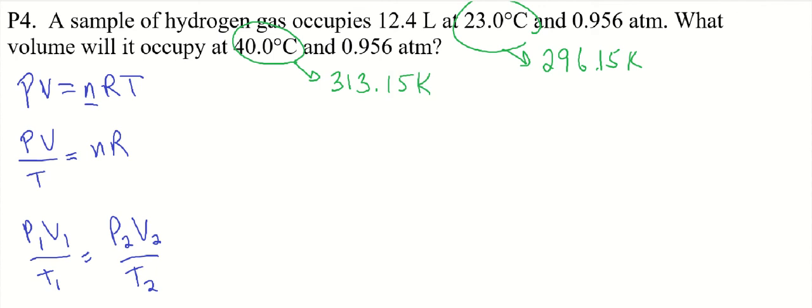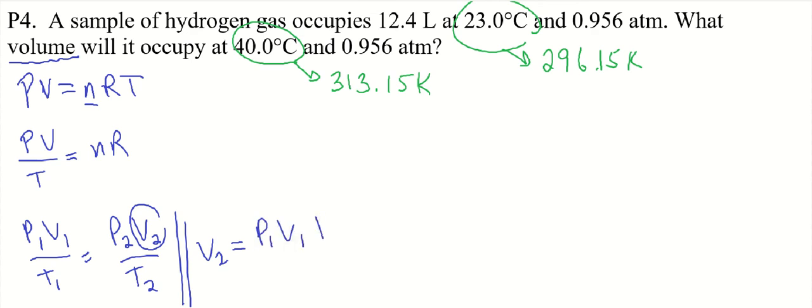Now, let's go back down here and take the combined gas law and rearrange it to solve for what volume. All right, so let's solve for V2. V2 is going to equal P1 V1 T2 over T1 P2. Just do a little algebra. All right, time to plug and play.